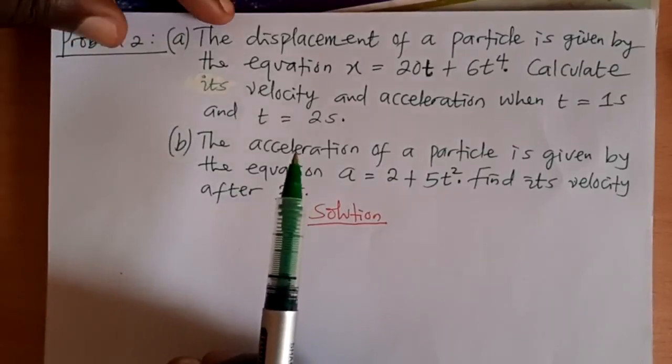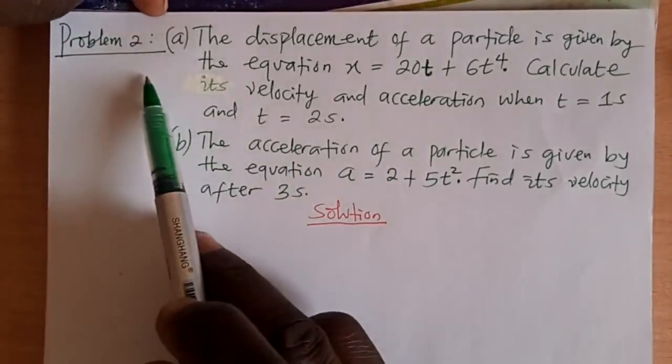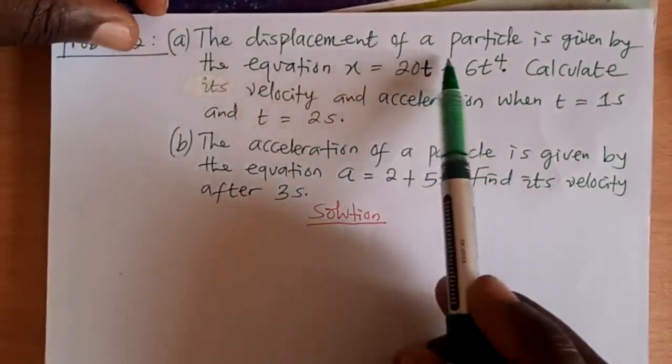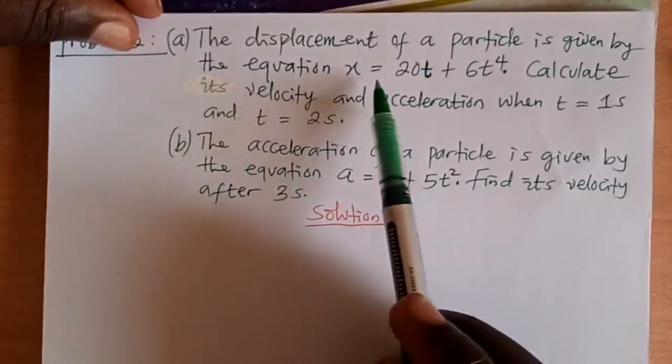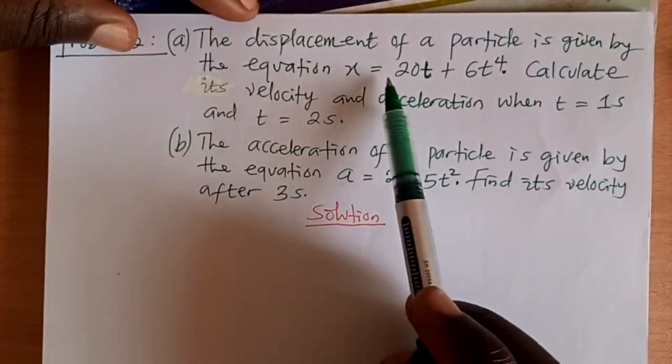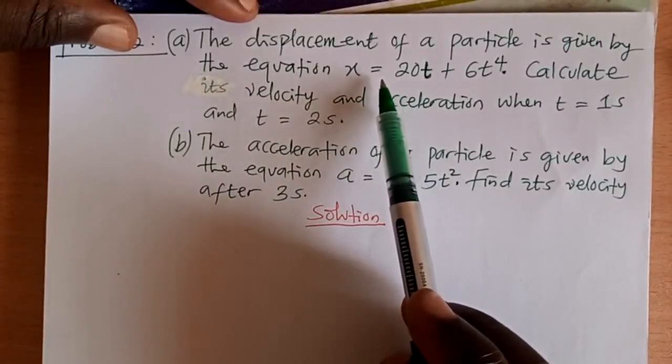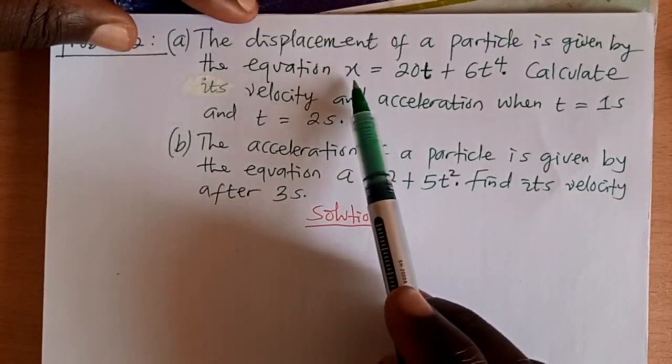In today's problem we have a problem related to instantaneous velocity and acceleration. Let us read the problem. Problem 2 says the displacement of a particle is given by the equation, meaning this is the equation that represents or describes the motion of the particle.